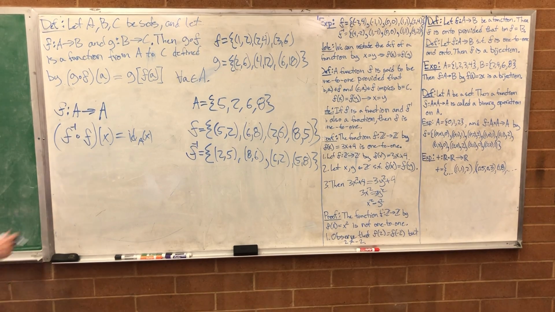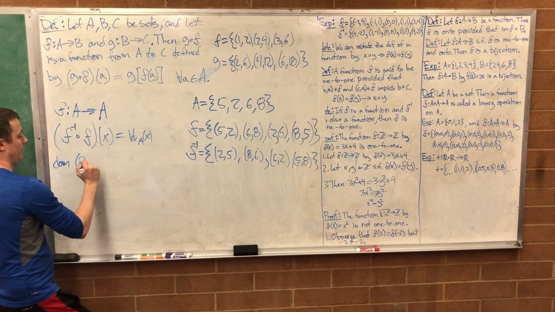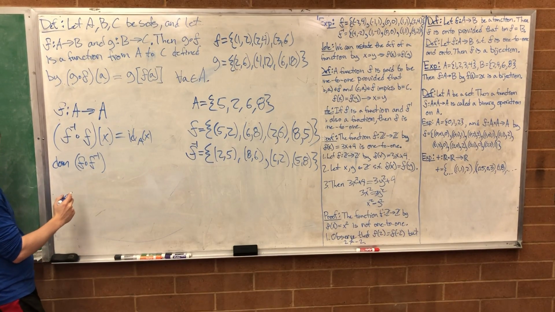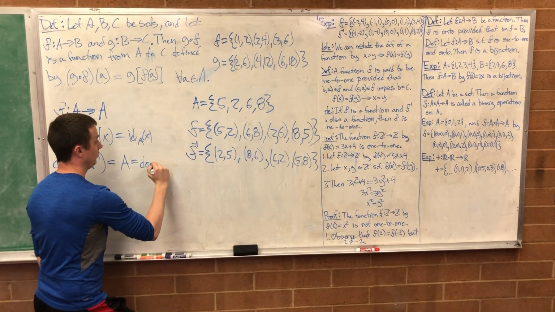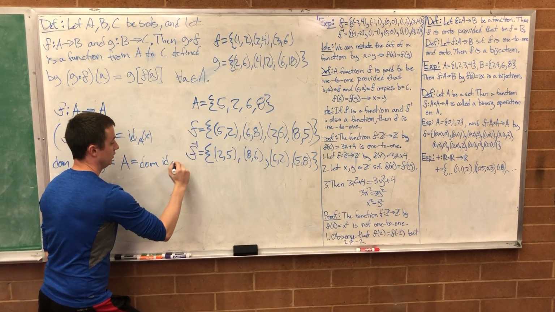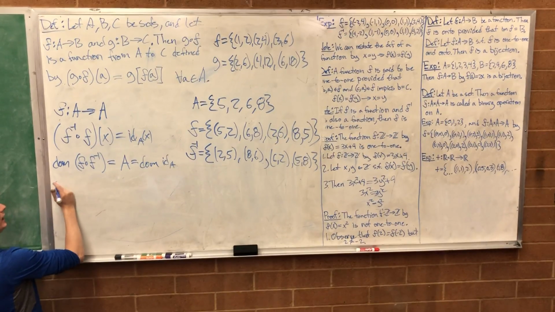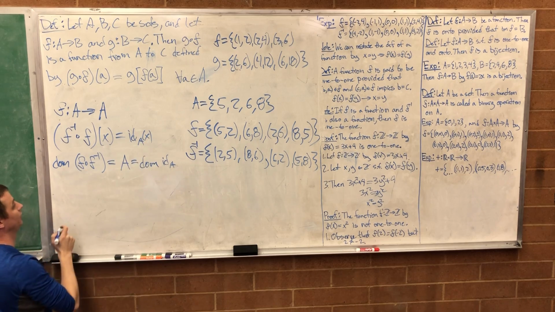So if I want to prove that this is equal to the identity on A, first off I'd say, okay, what's the domain of F composed F inverse? Well, it's just equal to A, which is definitely equal to the domain of the identity on A, because the identity on A maps everything in A to itself. So they have the same domain. Check. Now we need to check that this, when we put in A, gives me identity when we put in A.